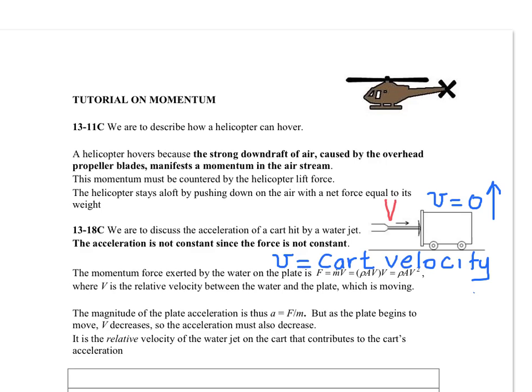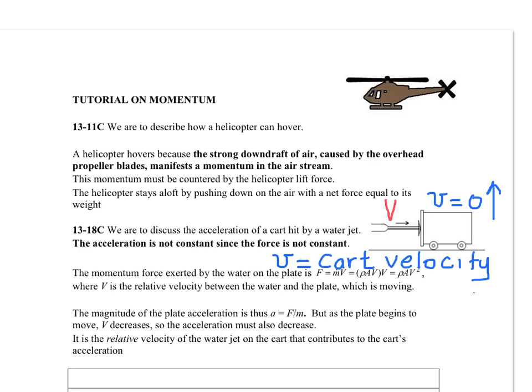The velocity of the jet is constant. However, small v, which I've indicated here, the velocity of the kite increases. Why? Because there is an acceleration from 0. Initially, the kite velocity is 0, but because of the water jet momentum, the velocity of the kite increases.